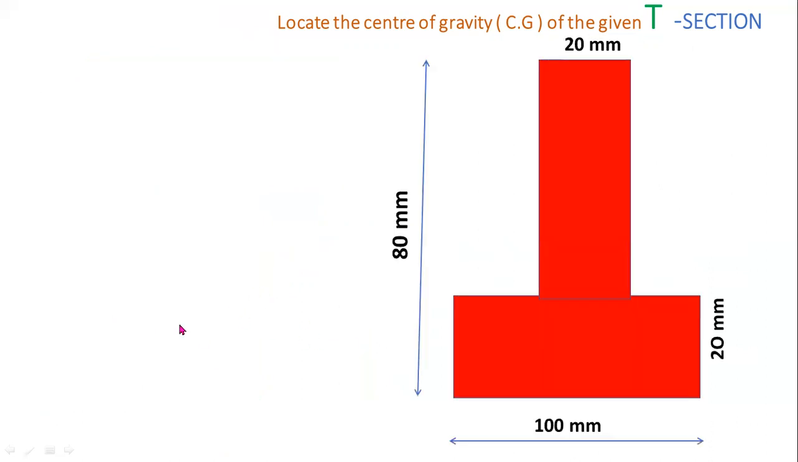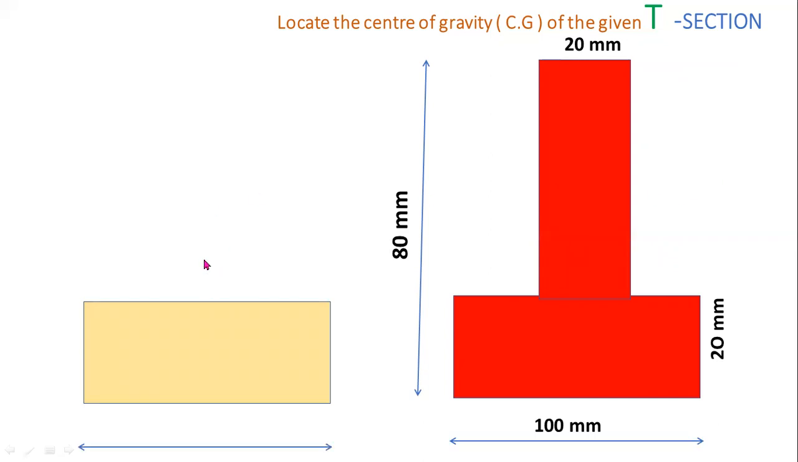Now coming to another example problem. Locate the centroid or center of gravity of the inverted T section. So these are the dimensions. First of all, we have to split up this given T section into two rectangles. This is the bottom rectangle. Here base B1 equal to 100 mm and depth D1 equal to 20 mm. So D1 and B1 are the dimensions of the bottom rectangle.